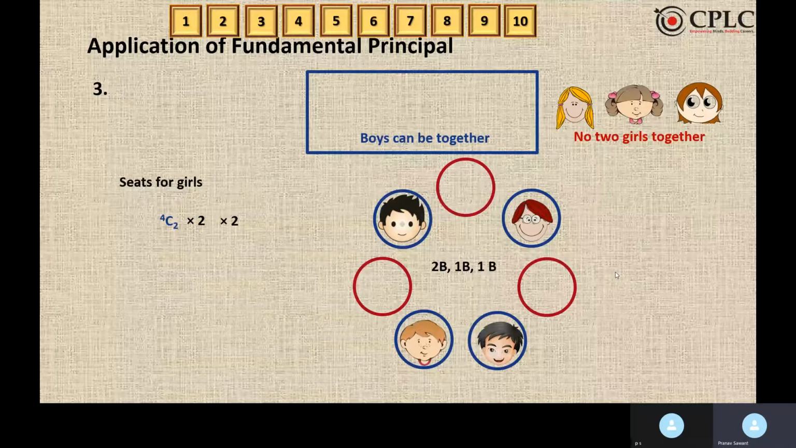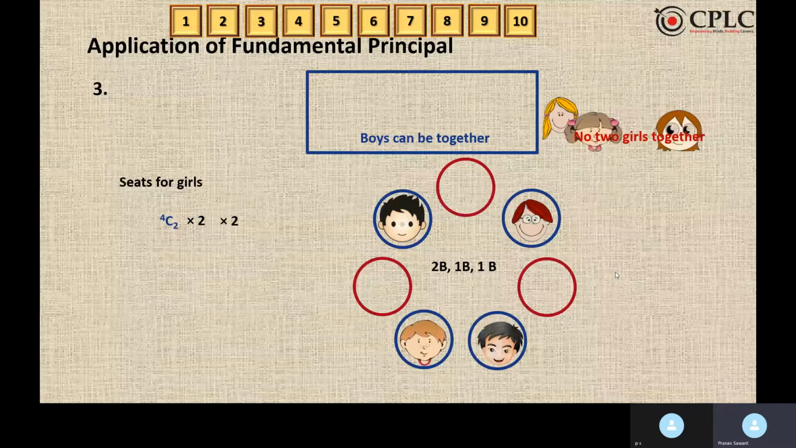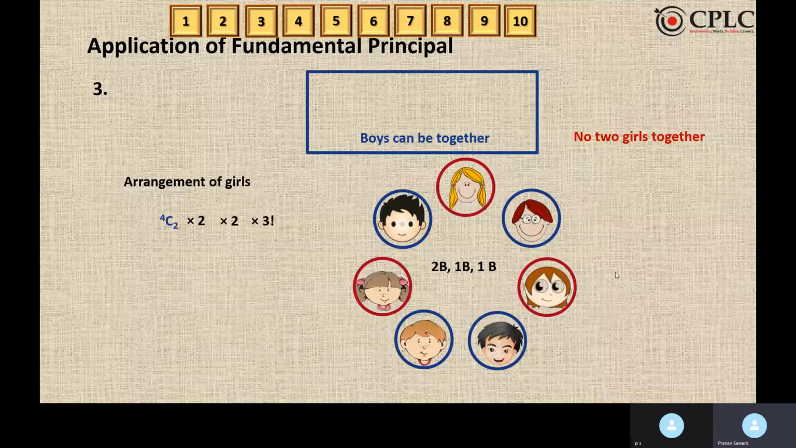Now let's make the girls sit. So girls can sit in this way. So the arrangement of the places is done, but the girls can also be arranged. There are 3 girls, so they can sit in 3 factorial ways. So 4C2 into 2 into 2 into 3 factorial, that is 144, is the answer.